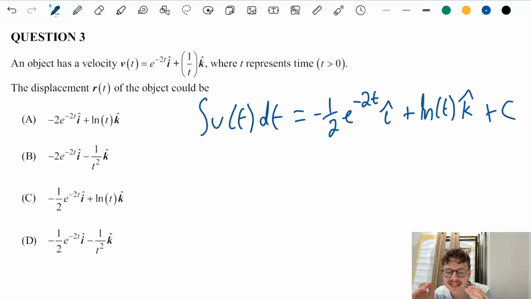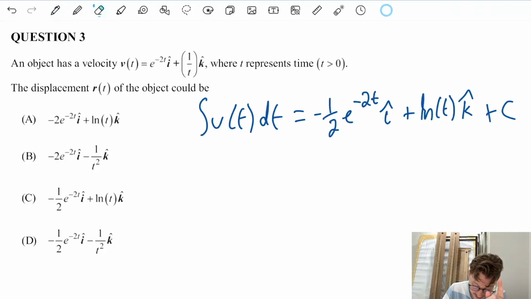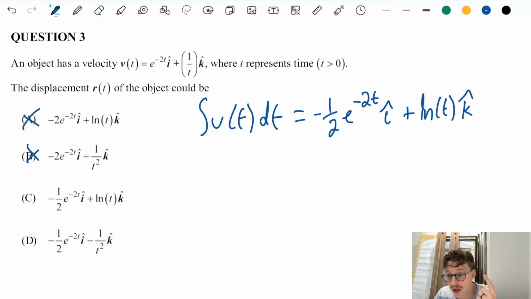However, it says the displacement of the object could be. It's not saying it definitely is, it's saying which one of these makes the most sense. None of these questions have a plus C on them, and none of these questions really give us any indication. There's no initial conditions. There's no way for me to find C. So I can consider it, and I'm considering it irrelevant. That's basically the consideration. So if I look at my solutions, well, I can rule out A and B immediately. One, they don't have the negative half out the front, so that's just gone.